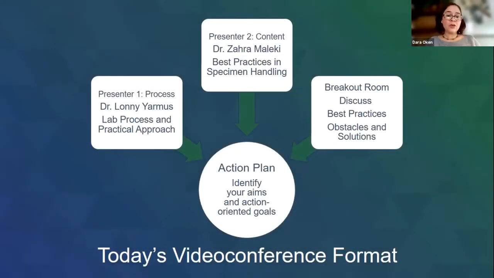I'll tell you a little bit about the format we're using today. Following the journey of the lung cancer cell, we'll first hear from Dr. Lonnie Yarmus, who will share his expertise in lab processes and provide a practical approach to specimen and cell collection for NSCLC. Following his presentation, Dr. Zara Maleki will share her expertise in best practices in specimen handling and analysis for NSCLC. Last, we'll separate into breakout rooms where you'll have an opportunity to actively participate in small group discussion related to applying best practices in your own lab setting, as well as strategizing ways to overcome obstacles.